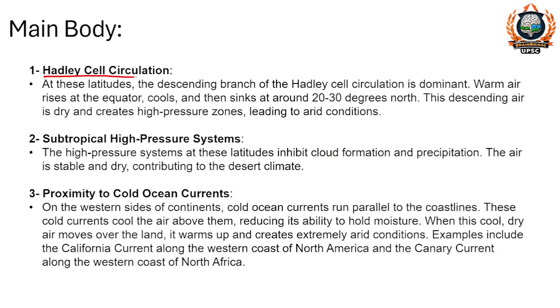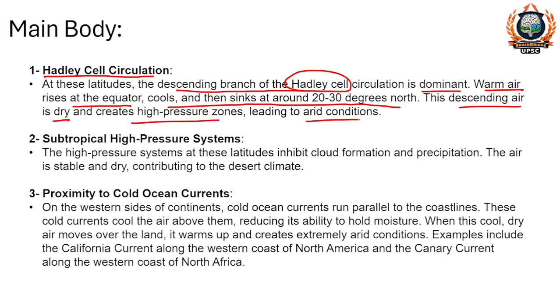First is Hadley cell circulation. At this latitude, the descending branch of the Hadley cell is dominant, and warm air rises at the equator, cools, and then sinks around 20 to 30 degree north. This descending air is dry and it creates high pressure zones leading to arid conditions.